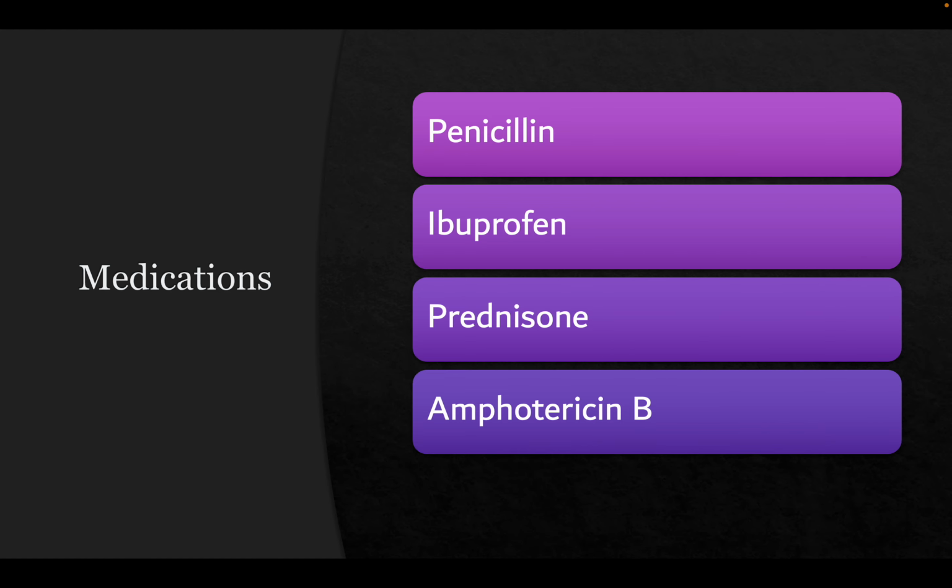Then we have amphotericin B. This is an antifungal given to treat fungal infection. Nursing considerations: we want to make sure that we're monitoring liver and kidney function levels. And for client education, inform the clients that the medication can, again, cause GI distress.